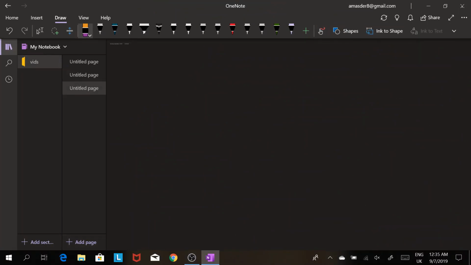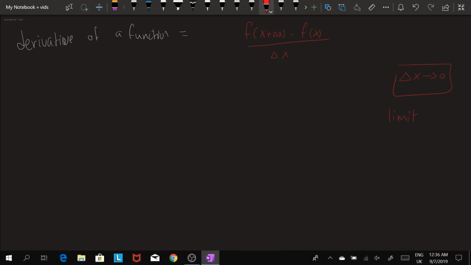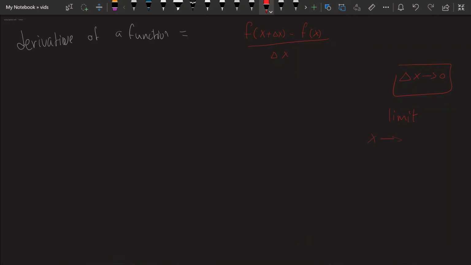And now we have a new formula. So the derivative of a function is equal to the slope of that function over a small change in x. And we say let delta x go to 0. Well, in mathematics, we call this a limit. Limit means one value starts to approach another value. So delta x starts to approach 0. So we say limit as delta x goes to 0. And that is our definition of the derivative of a function.